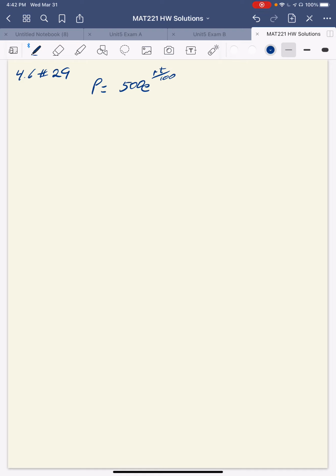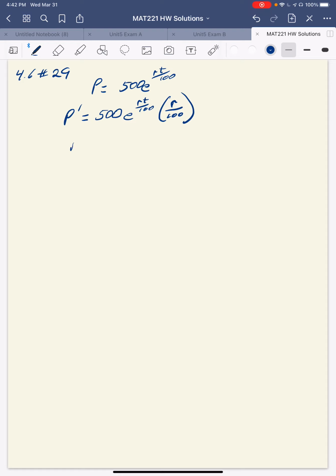Okay. And then part A says, if R is a constant, at what rate is the price rising in dollars per year? Okay, so that is straightforward. Find P prime with respect to T. T is our variable, R is a constant. And so that would give us P prime is equal to 500 e to the RT over 100. And then using the chain rule and the fact that R is a constant, we would have R over 100 multiplied in there.